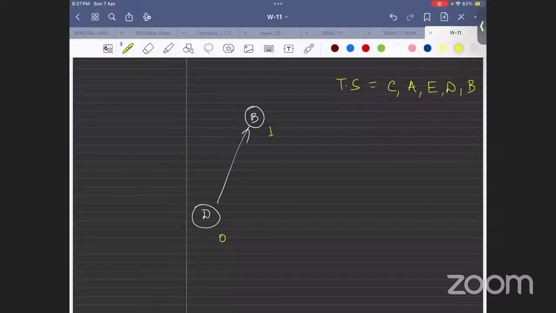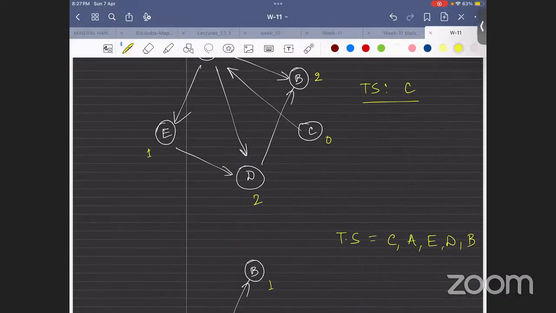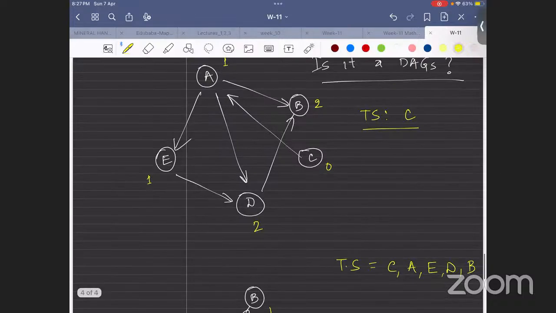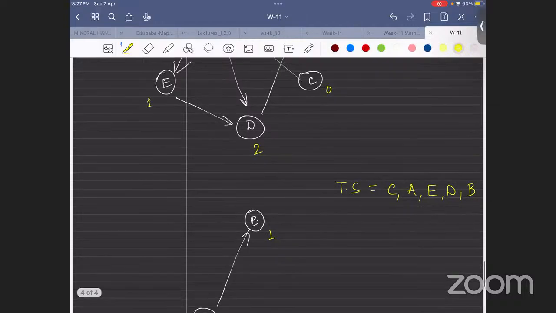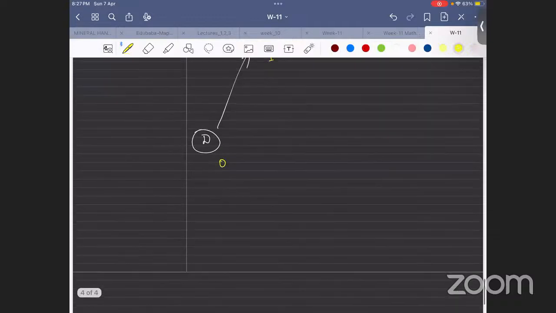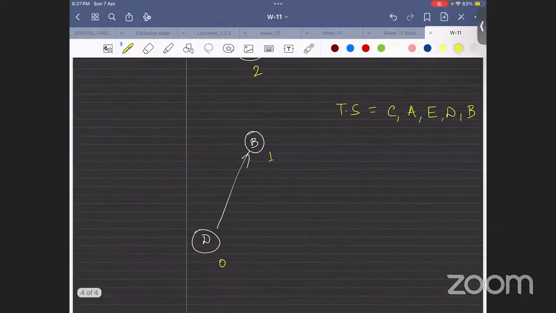That is how you do the topological sorting. You can see that A was somewhat dependent on C. Similarly, E was dependent on A, D was dependent on E, and B was dependent on D. That's why topological sorting helps you to calculate the longest path also. So now the next part we'll deal with is how to calculate the longest path in a DAG. Till now we have just sorted it.